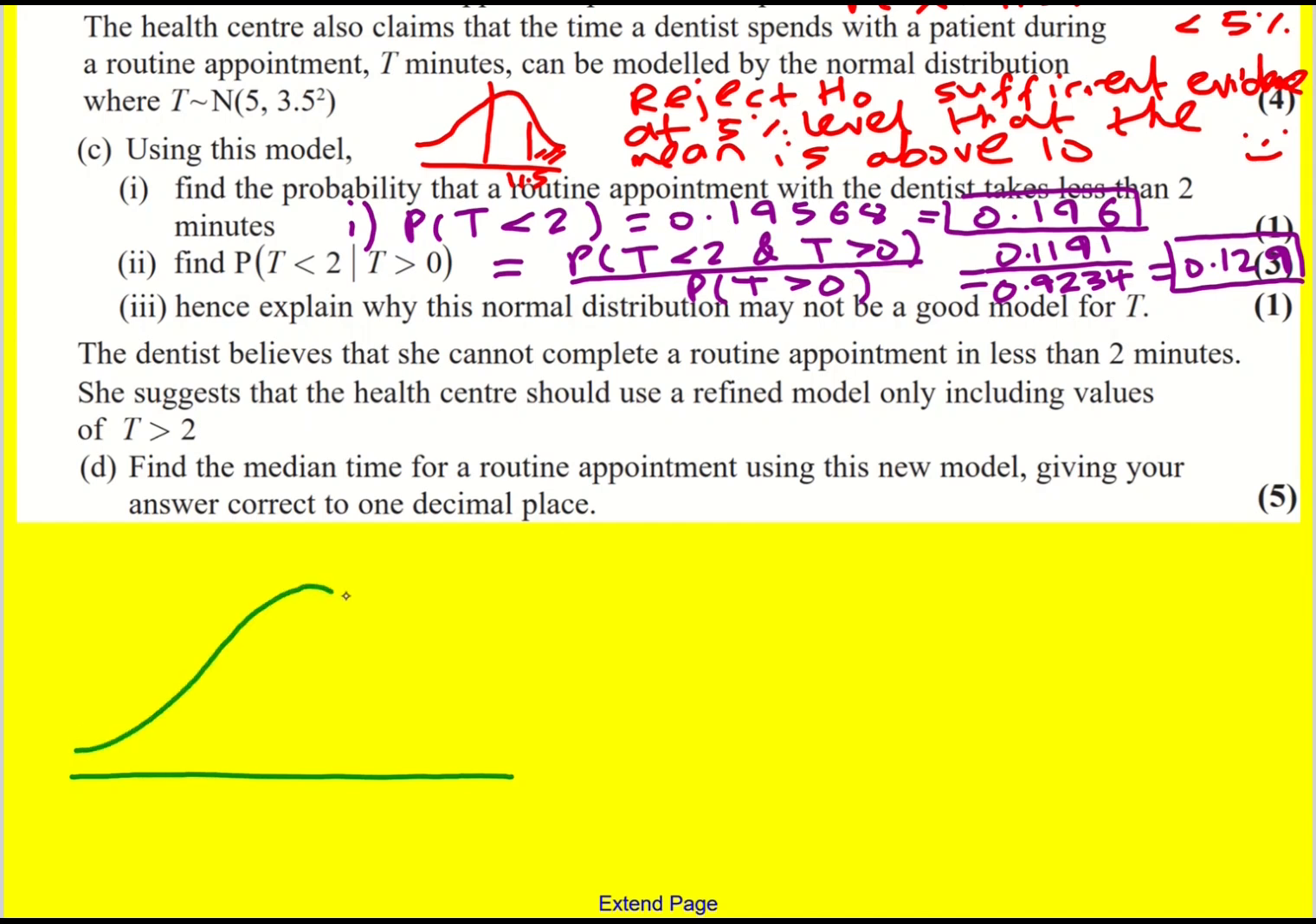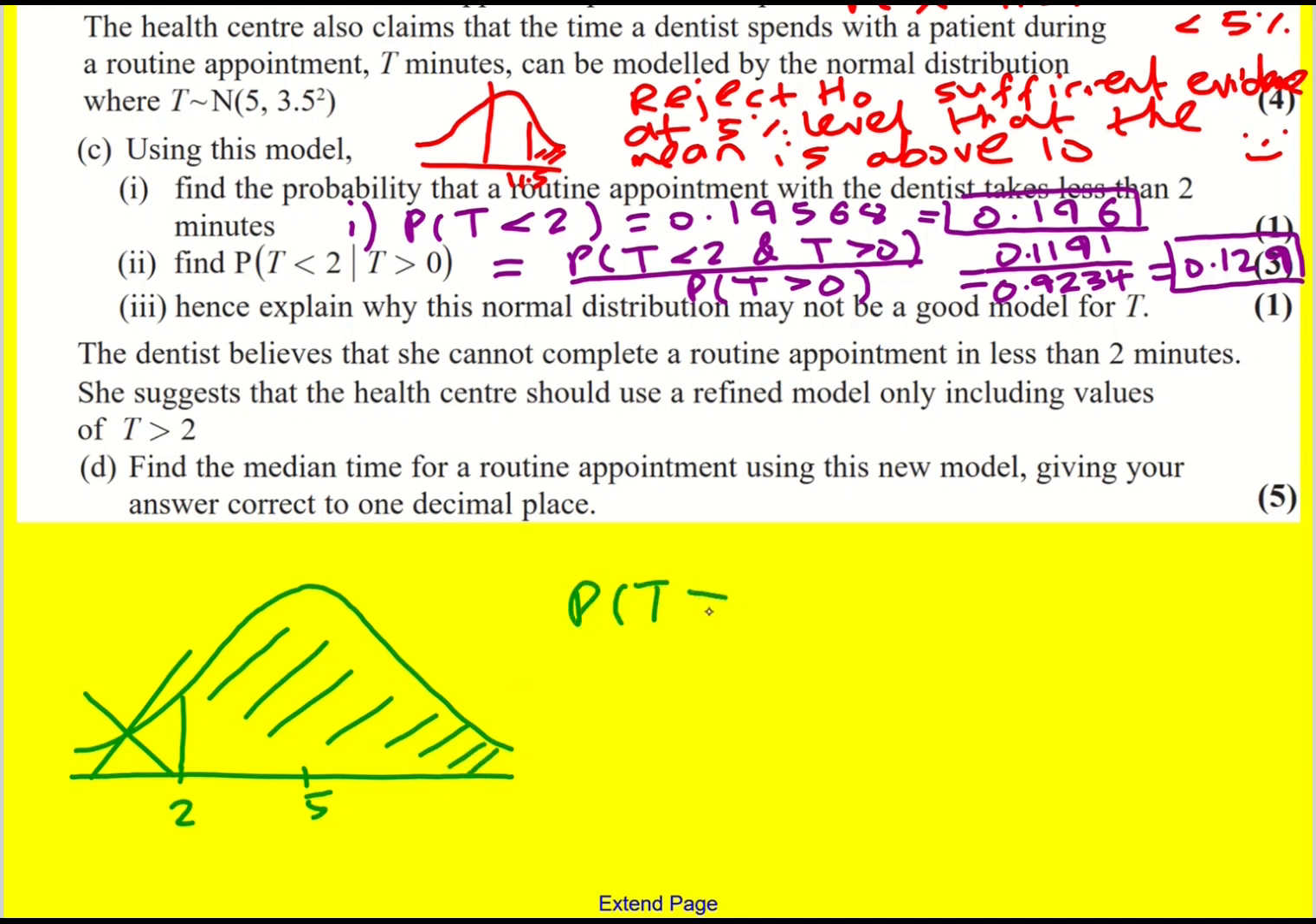We've got our normal distribution, and currently it's centered at 5, will remain to be that. Now here's 2, and basically we want to eliminate this. This is gone. This just cannot happen anymore. And so what we need to do, like the area under the whole curve is 1. Let's find the area from 2 upwards. Probability that t is greater than 2.